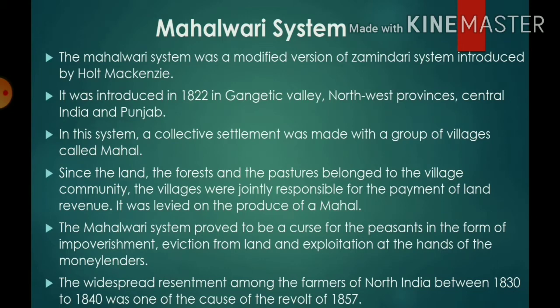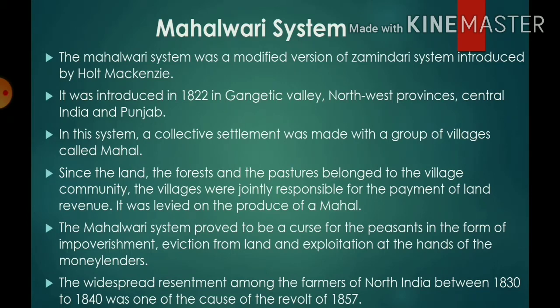In this system, a collective settlement was made with a group of villages called a Mahal. Since the land, the forest and the pasture belonged to the village community, the villagers were jointly responsible for the payment of the land revenue. A collective settlement was made with a group of villagers called a Mahal.